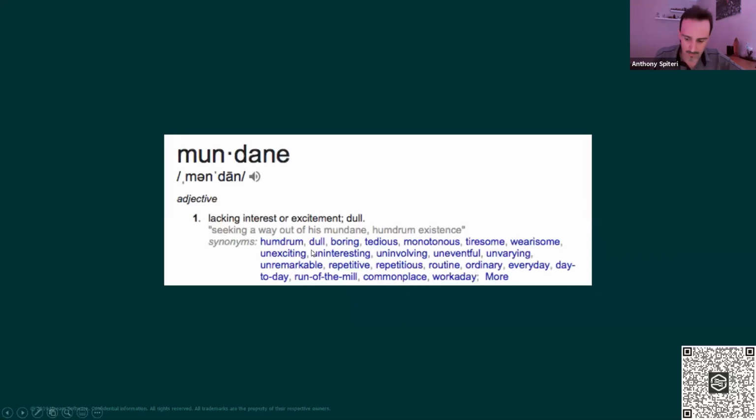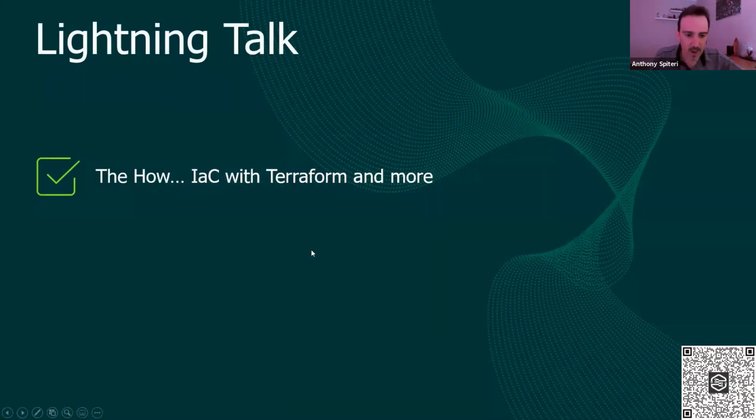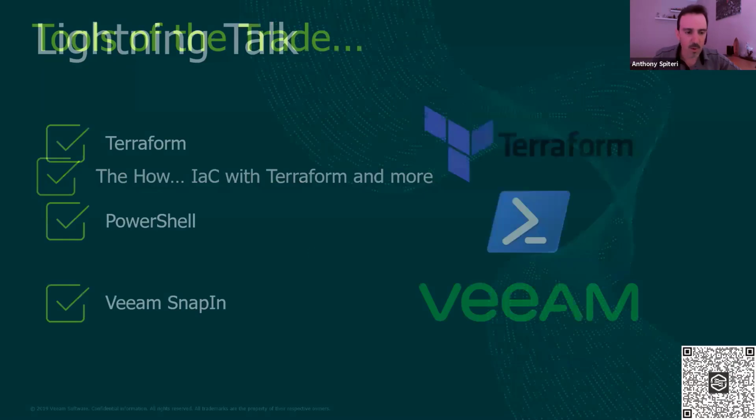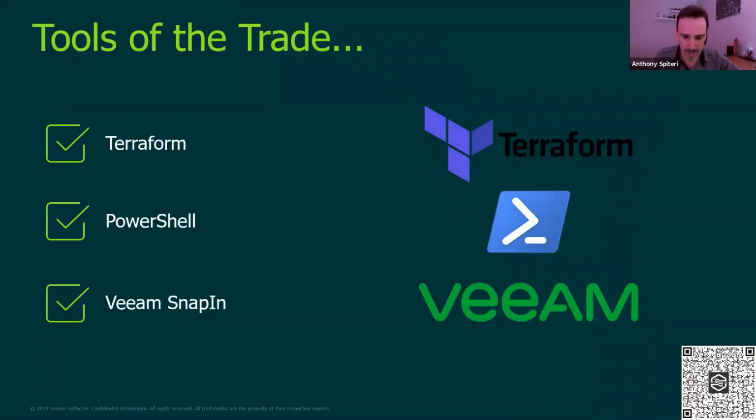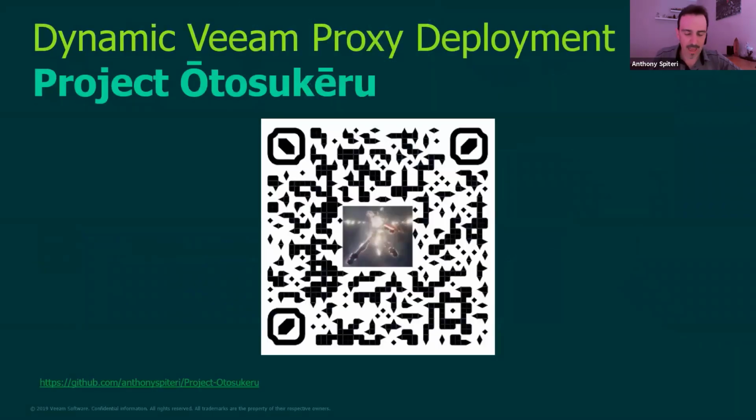So basically, with that, if we look at the how, infrastructure as code with Terraform, what I was able to do was leverage Terraform with PowerShell, with the Veeam snap-in, to create a project which was able to then effectively take all of that together and do a dynamic Veeam proxy deployment. And this project was called Project Otosukeru. Just because I'm a bit crazy and I like Japan, I was in Tokyo at the time, I decided to make a Japanese name out of it. And Otosukeru basically means auto scale, right? So that's basically what it is.